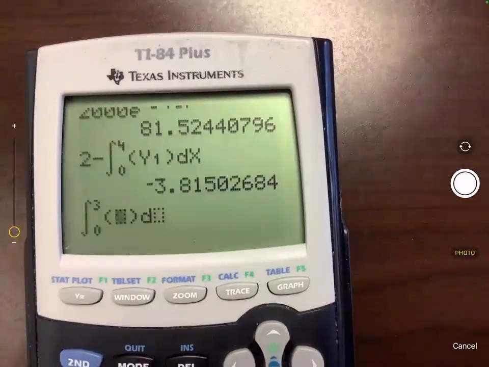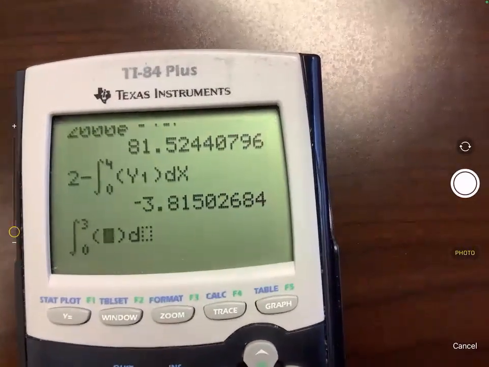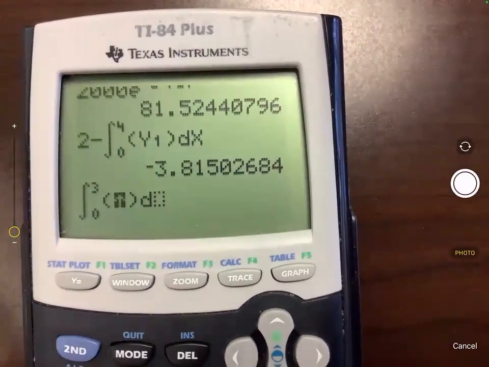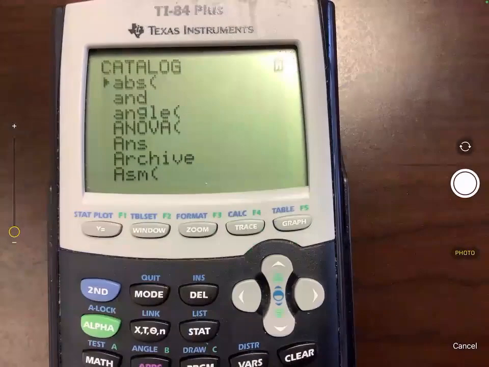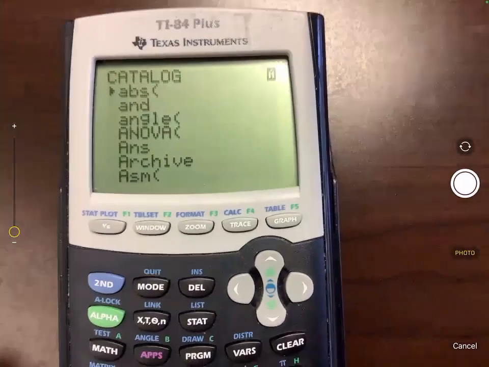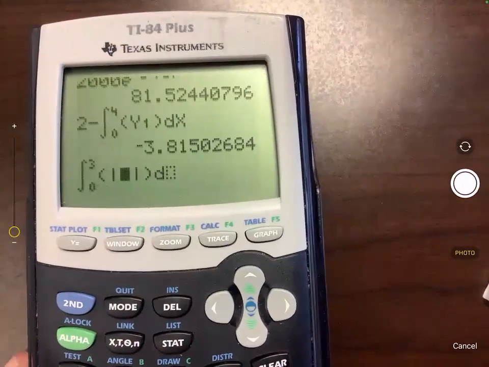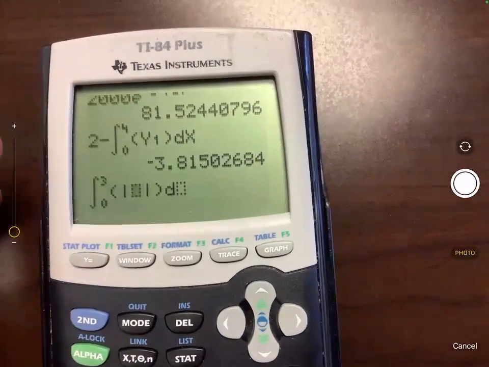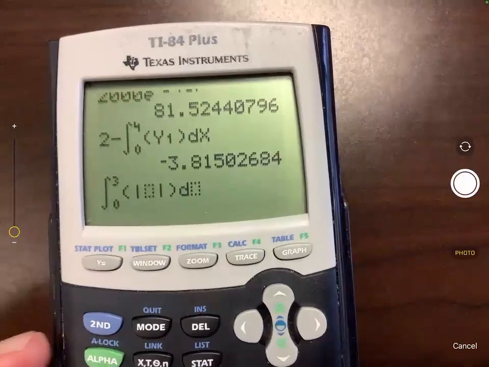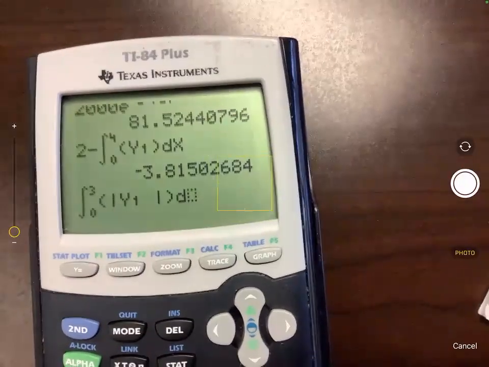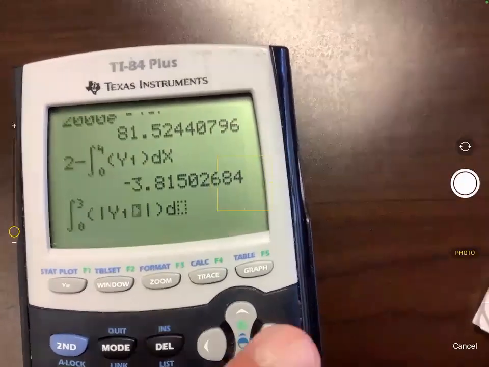Now for my integrand, I want to bring up the absolute value. A couple ways you can do that. One way, I go to the catalog, second 0 for the catalog, and it's the first function listed, ABS. So I bring up ABS. Now I want to bring in my Y1. So alpha trace. There's my Y1. So now that's the absolute value of my function.